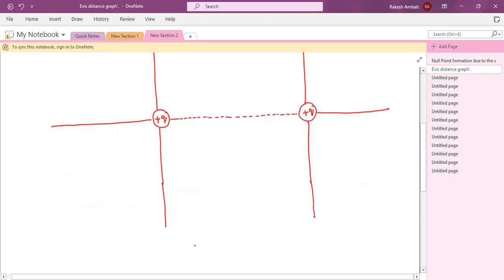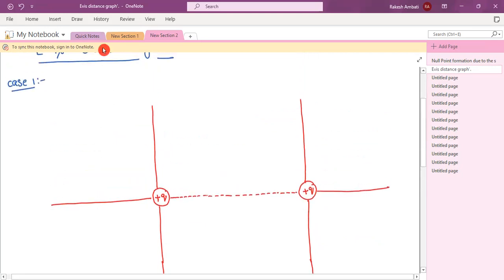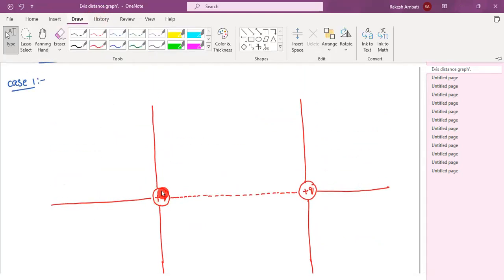Okay, so listen, first point. We have been given two identical positive charges, so both are like charges. I told you already, in the case of like charges, the null point will be formed in between the charges.